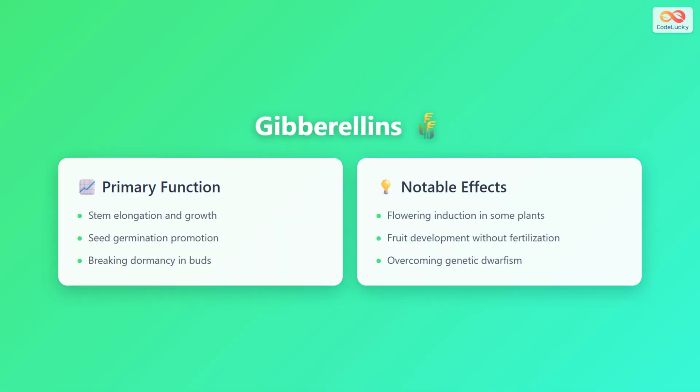Gibberellins are another crucial group of plant hormones. Their primary role is promoting stem elongation and overall plant growth. Gibberellins are particularly important for seed germination, as they trigger the breakdown of stored nutrients that the young seedling needs to grow. They also help break dormancy in buds, allowing them to resume growth after periods of rest. In addition to these functions, gibberellins can induce flowering in certain plant species and promote fruit development even without fertilization, a process called parthenocarpy. Interestingly, gibberellins can overcome genetic dwarfism in plants, causing dwarf varieties to grow to normal heights when treated with this hormone.